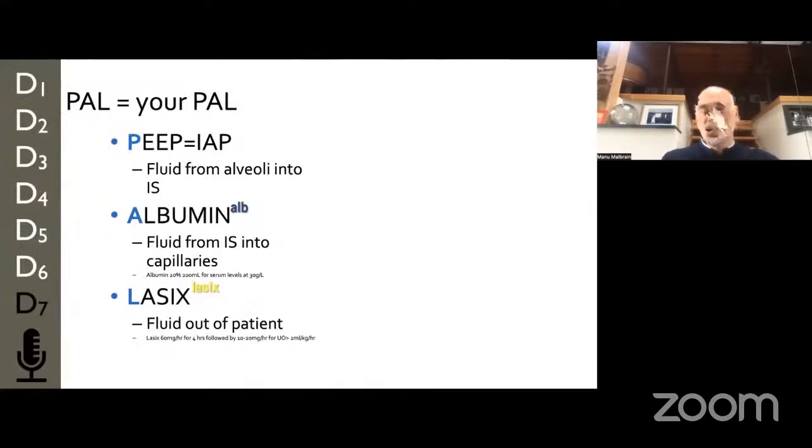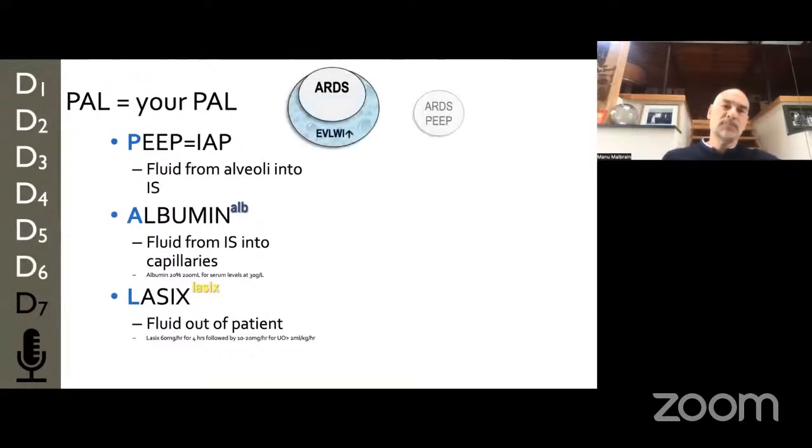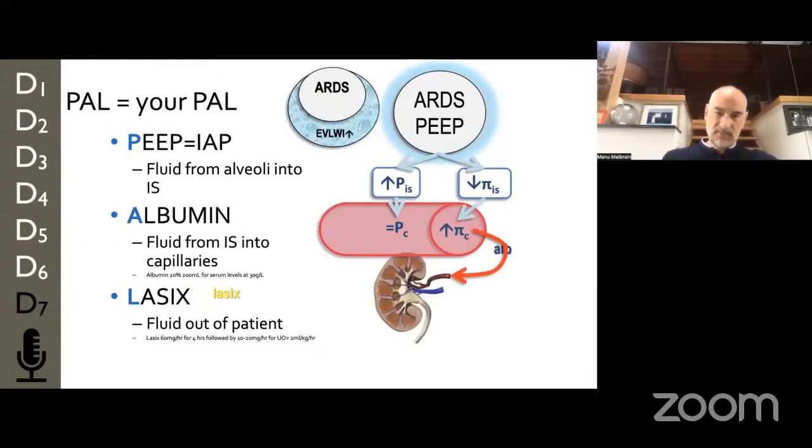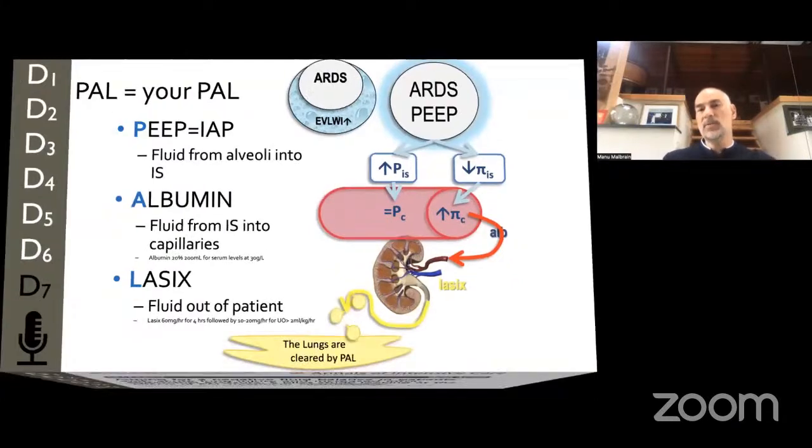So if you identify the patient and you want to de-resuscitate, then you can go for a PAL treatment, combination of a high PEEP. You squeeze the fluids out of the alveolus into the interstitium, and then you give the hyperoncotic albumin. You track the fluids into the intravascular space, and then after 30 minutes each step you give the diuretics and you can clear the lungs.